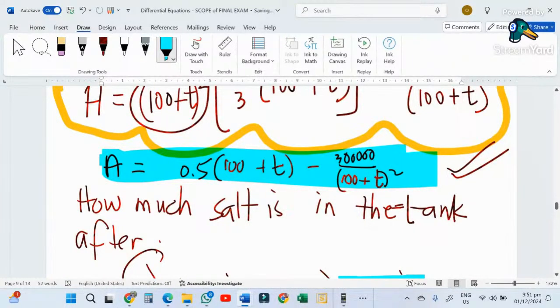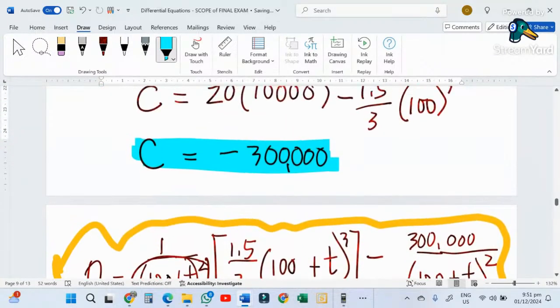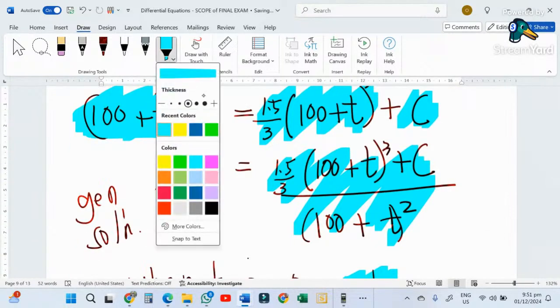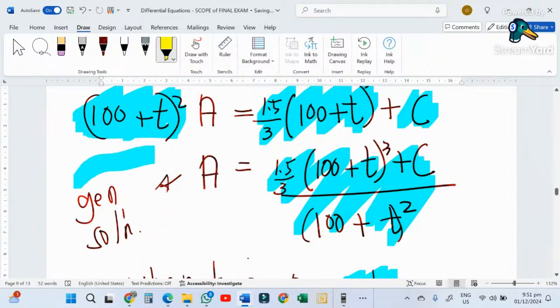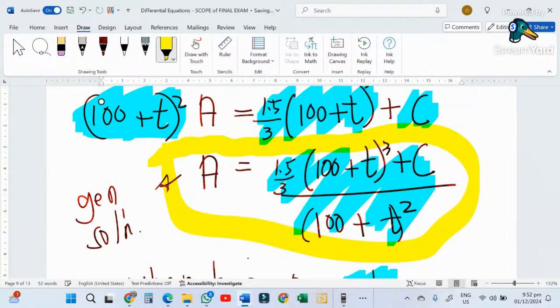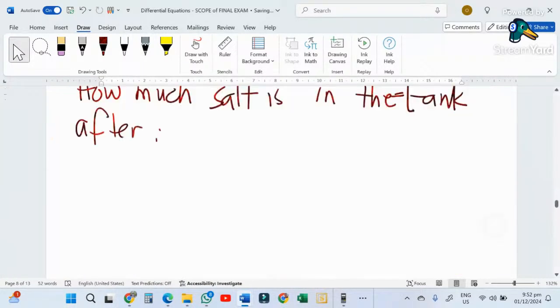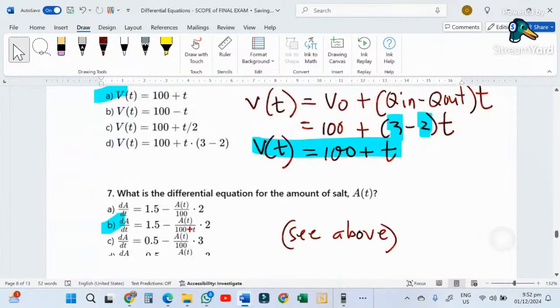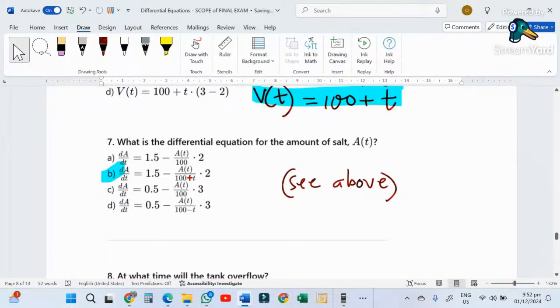So A is equal to 0.5, 100 plus C. This is the particular solution. If you like the general, then you can have this one here. Or you can simplify further if you want to, so it jives with the answers. All right, so it's 1.5 minus A of t over 100 plus t times 2.